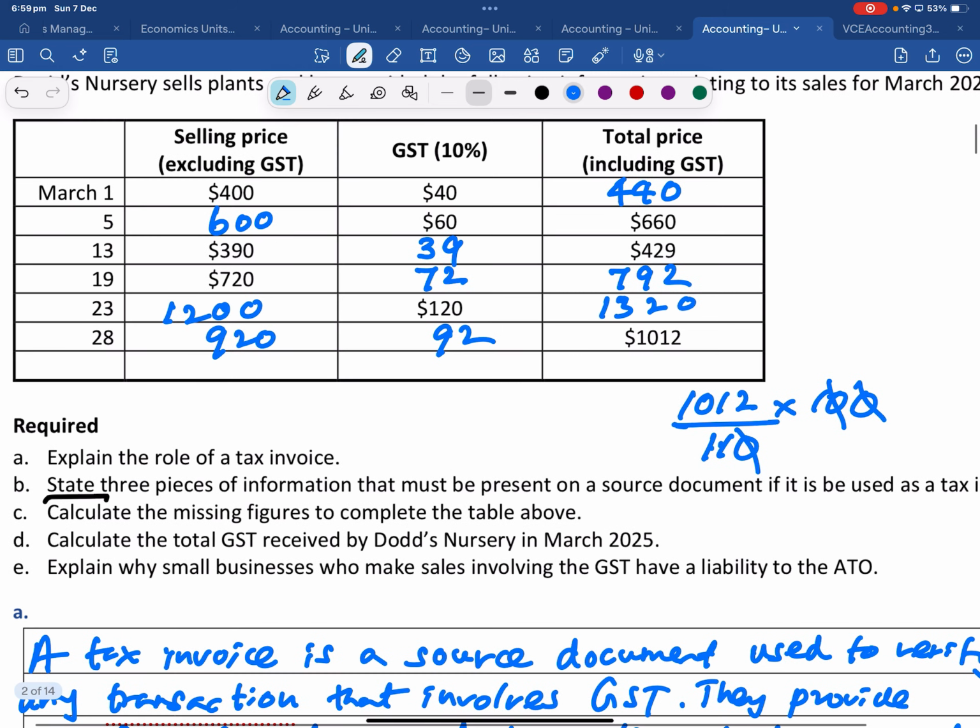Okay, guys. Part D, calculate the total GST received by the business. How much is the total GST received? Yeah, 9, 13, 11, 14, 21, 32, 423.